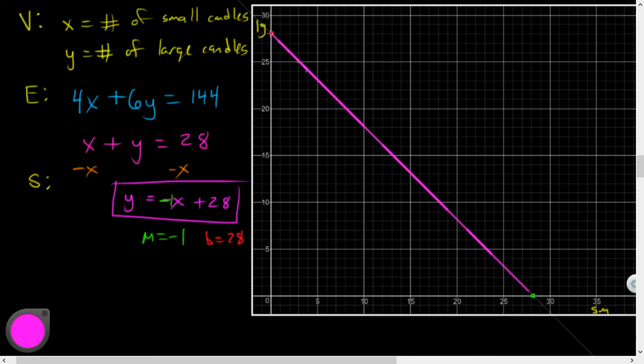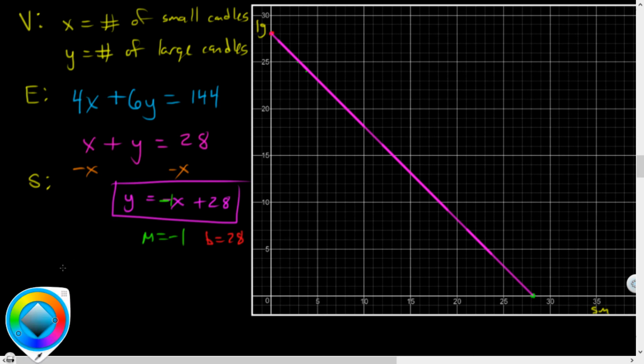Now, notice I picked our coordinate plane. Should I extend this past the x-axis, or past the y-axis over here? No. Can you tell me why? It's because I can't sell a negative number of small candles or a negative number of large candles. That's why I restricted my graph to the first quadrant, where all of the x's and y's are positive.